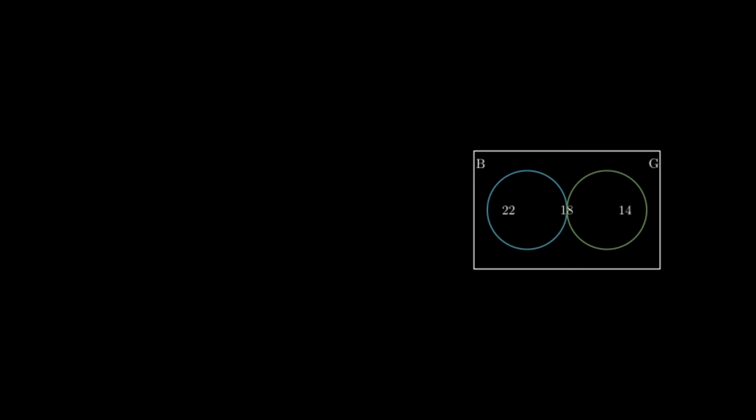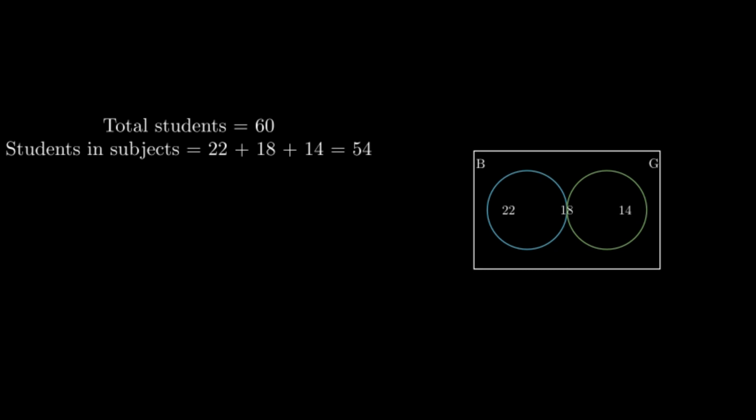But we're not done. The problem asks for the students who study neither subject. These students will be inside the rectangle but outside of both circles. We know there are 60 students in total. Let's add up the students we've placed so far. 22 plus 18 plus 14 equals 54. So 54 students study at least one of the subjects. To find the number studying neither, we subtract this from the total number of students. 60 minus 54 gives us 6. So 6 students study neither subject. We write this number inside the box, but outside the circles.